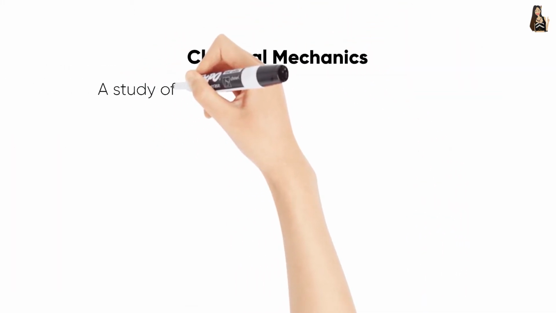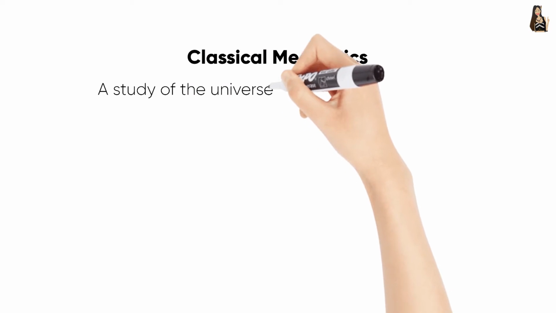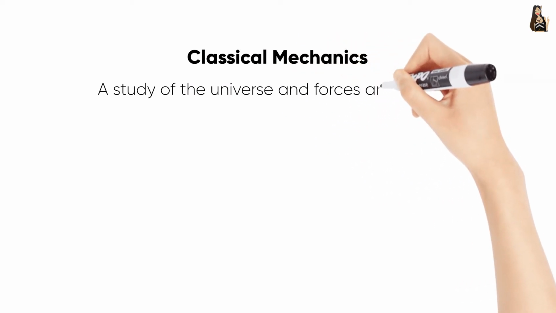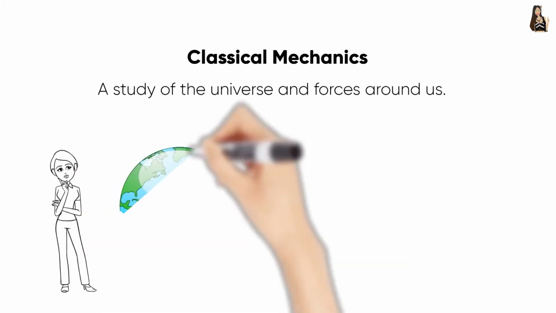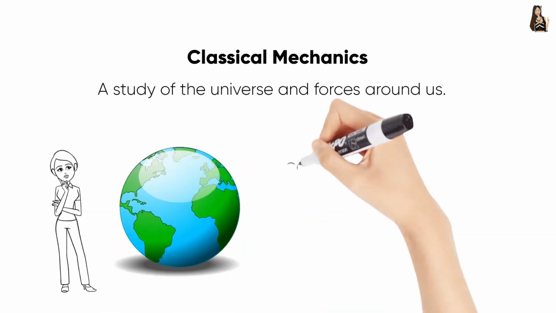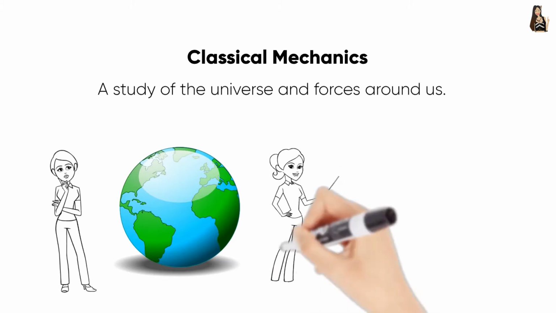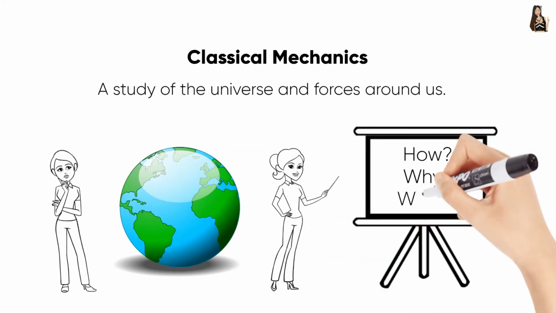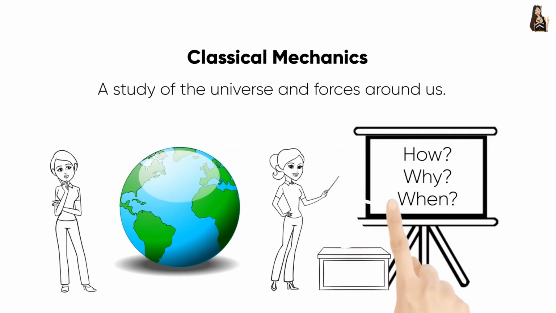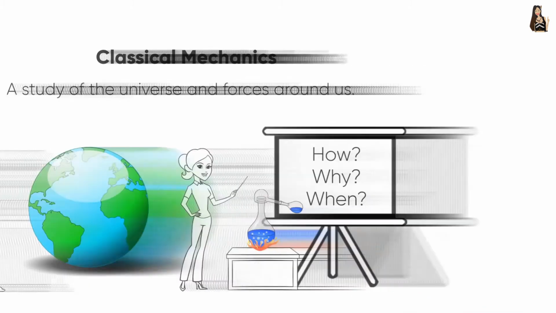So classical mechanics is the study of the universe and the forces around us. So it observes our universe and then explains why objects move in the way they move, and also tries to predict their behavior, so the behavior of objects such as liquids, so water.